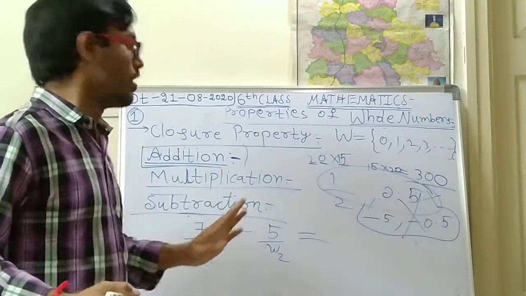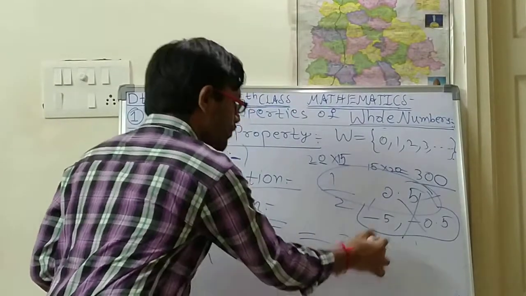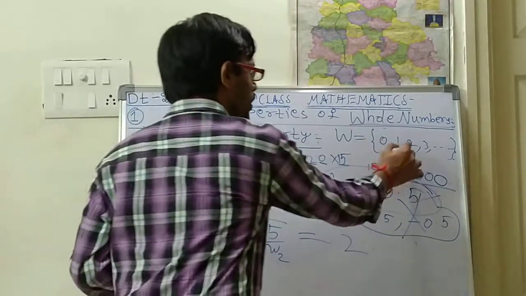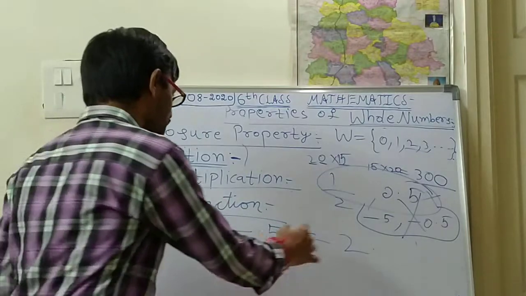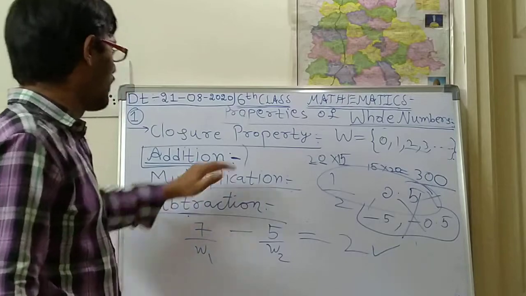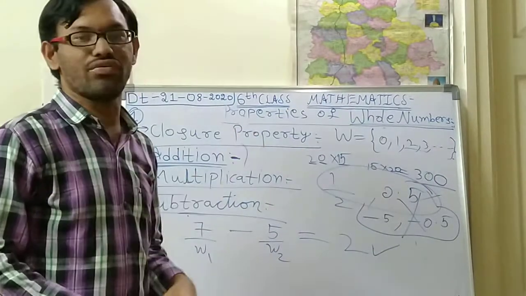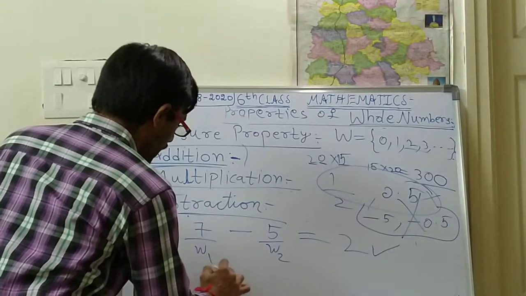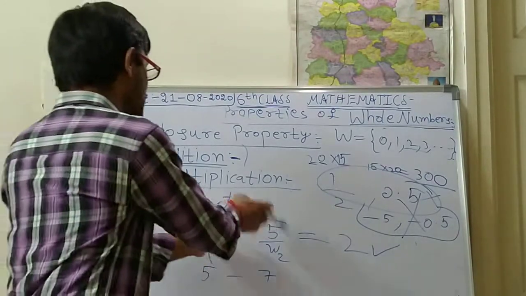That is our question. So 7 minus 5. What is 7 minus 5? 7 minus 5 is 2. So what is 2 here? 2 is a whole number only. Is it right, children? So 2 is also a whole number. So that means for subtraction, the closure property is satisfying.